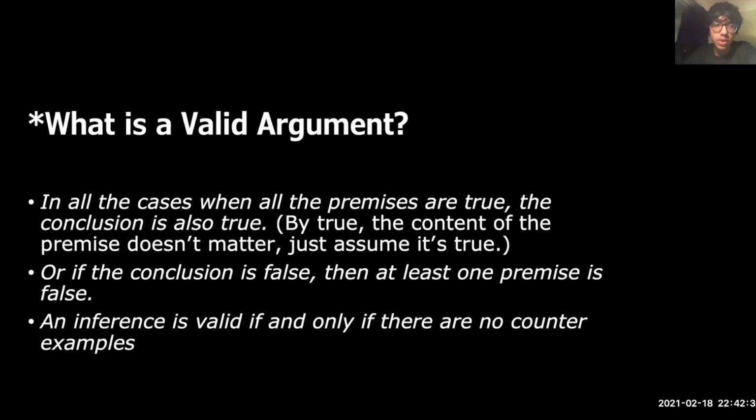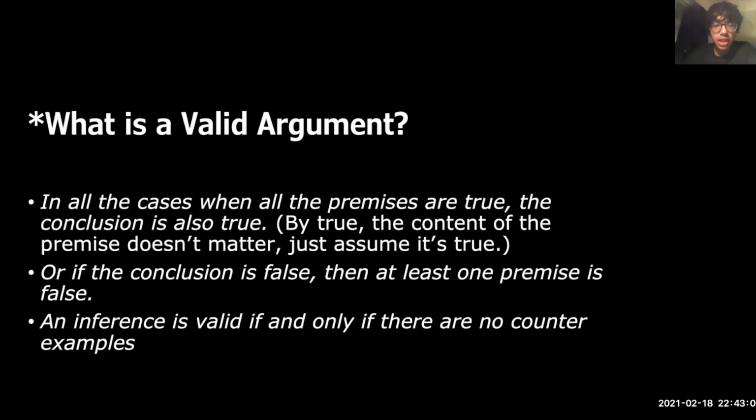What is a valid argument? In all the cases when all the premises are true and the conclusion is also true, it's known as a valid argument. And by true, it just means the value that has been assigned to the premises is true. It doesn't matter if it's true in the real world or not. For example, if I say something like, I am a car, that might not make sense in the real world. However, if the value that has been assigned to the premise is true, it is true.